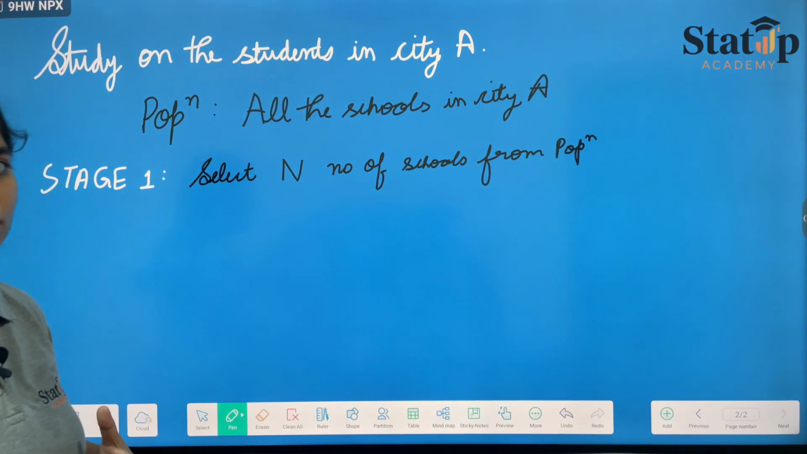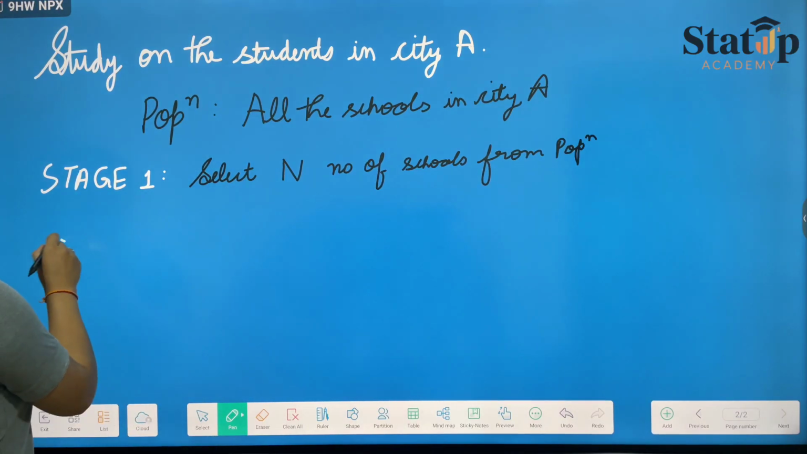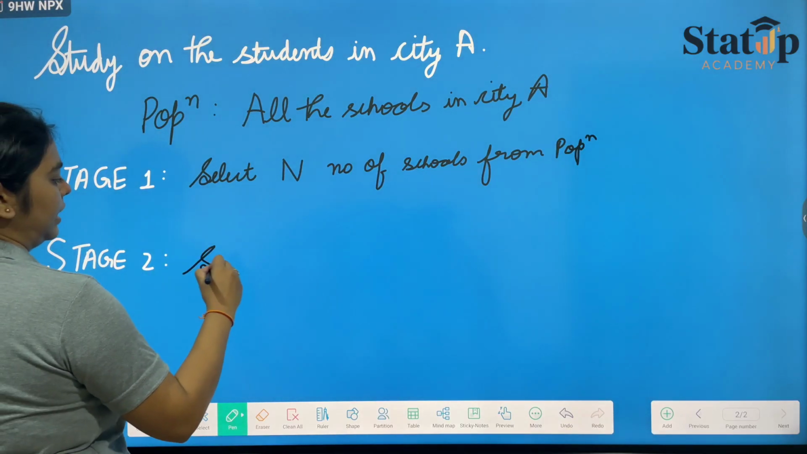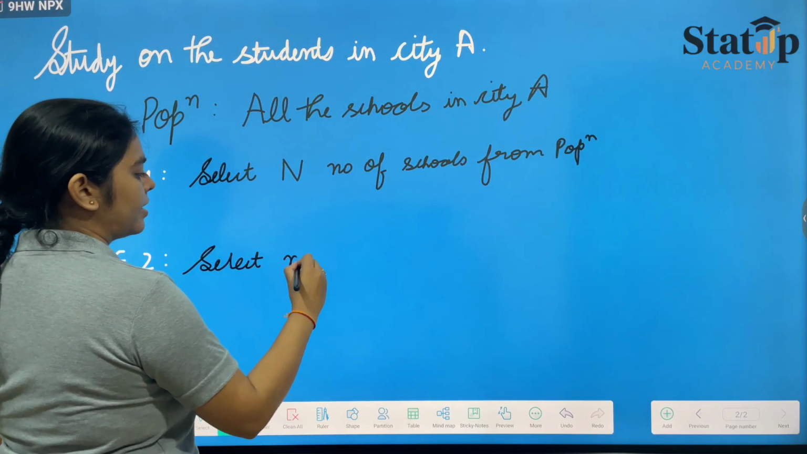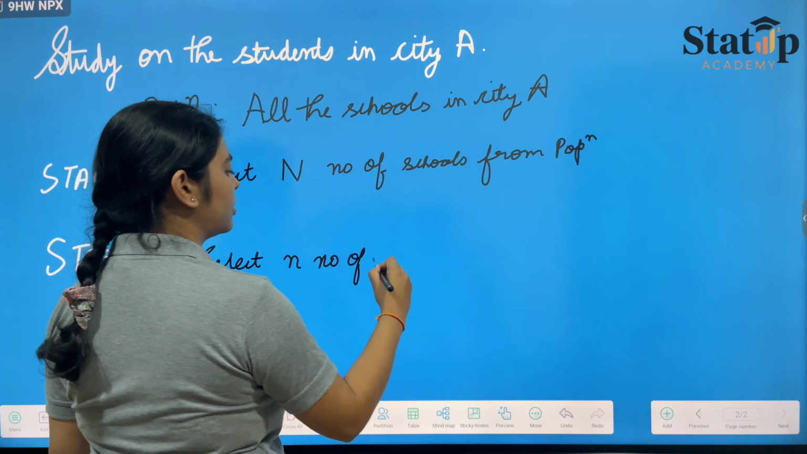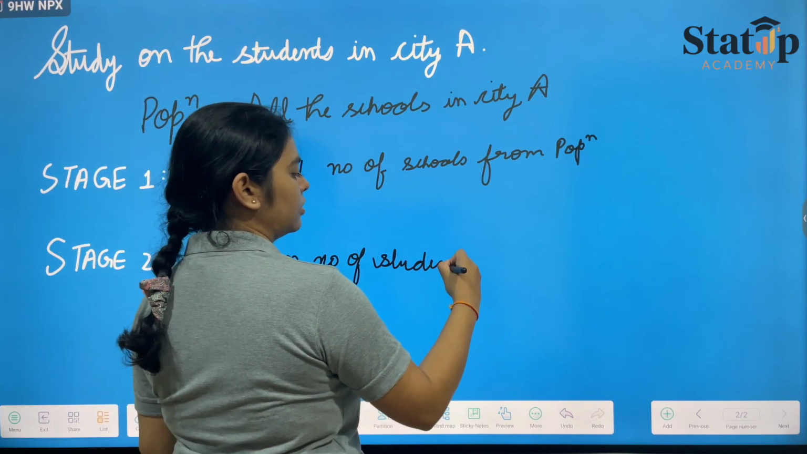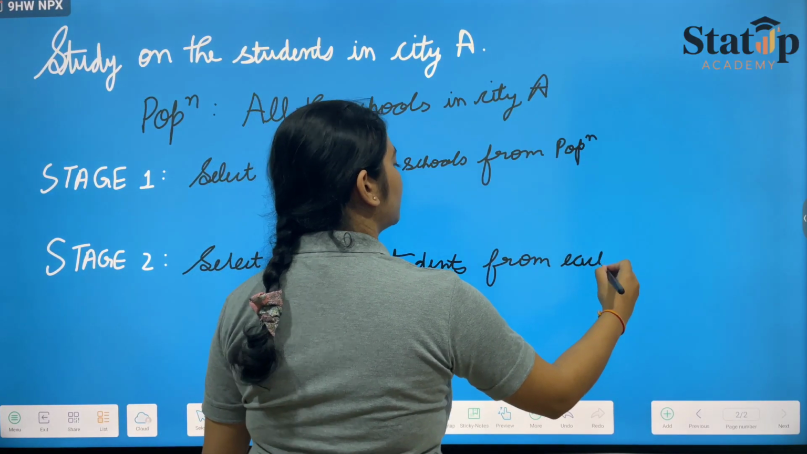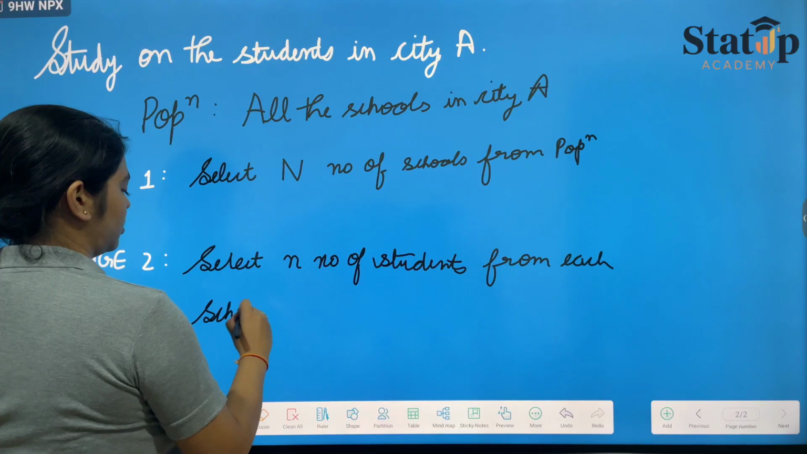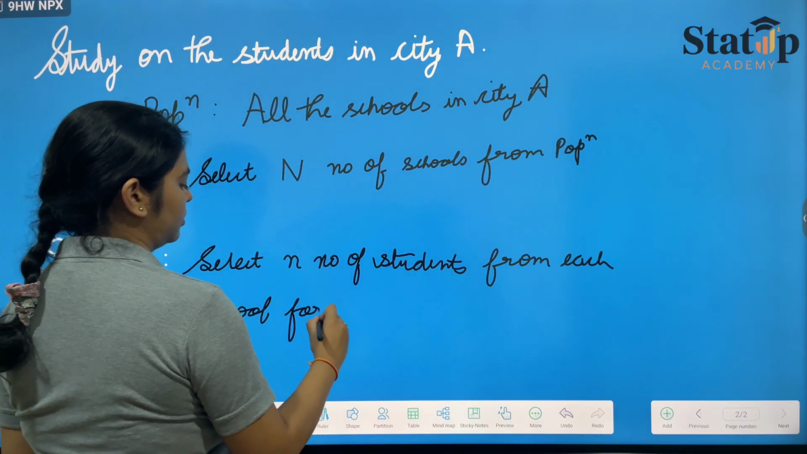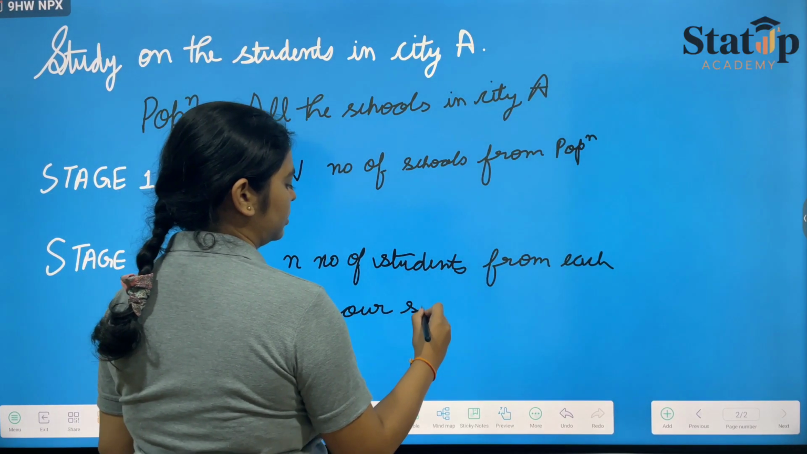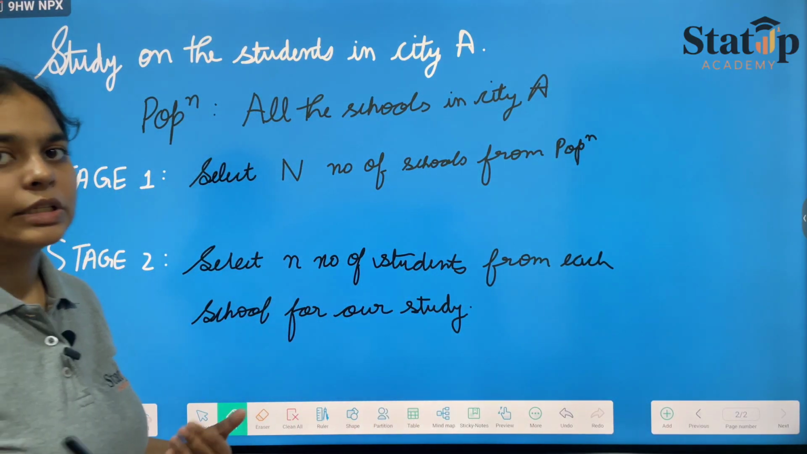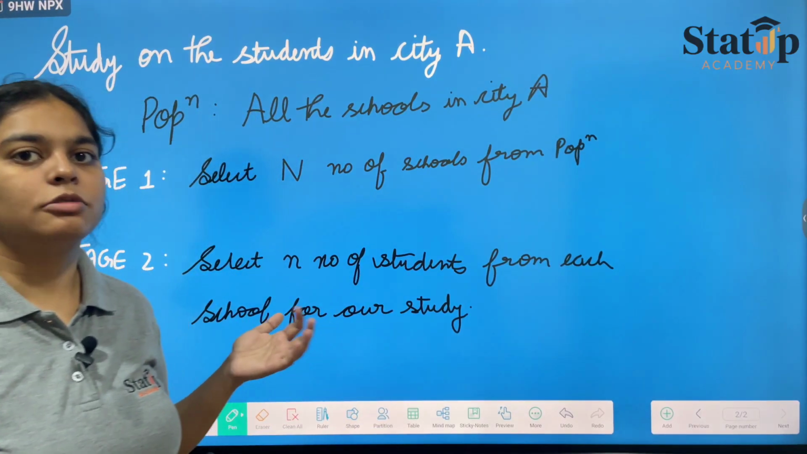We select N number of schools from the population, and then in stage two we select n number of units, or students here, from each school for our study. So this was an example. I hope that it clearly defines what two-stage sampling is.